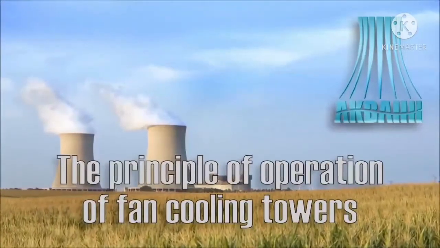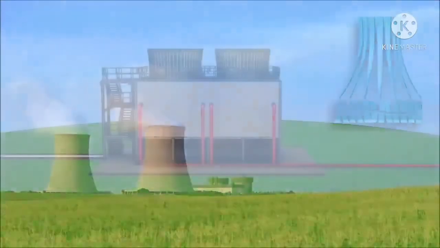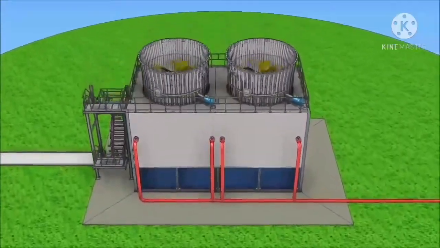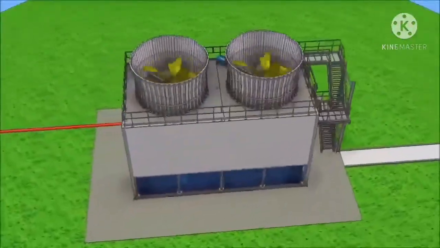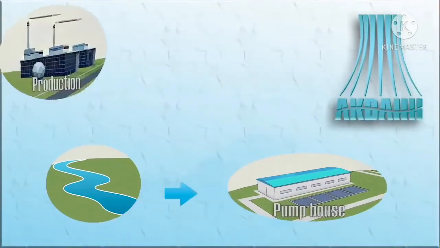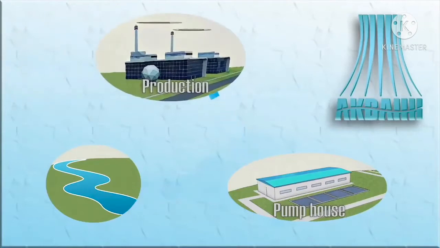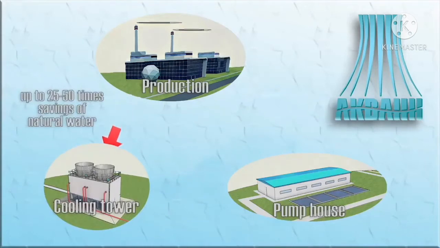In this video we describe the working principle of fan cooling towers. The cooling tower is a device for cooling large quantities of water, which is circulating in a water recycling system. A circulating water system is a system in which water is used as the refrigerant for cooling the heat exchange equipment. The use of cooling towers saves natural water from 25 to 50 times compared with once-through cooling, and prevents thermal pollution of water bodies.